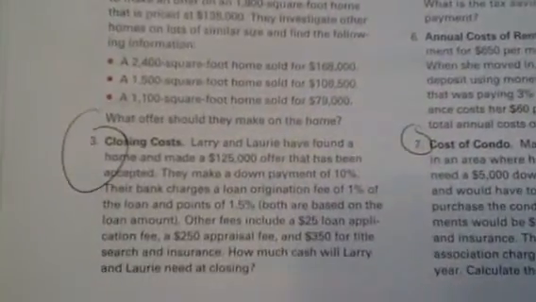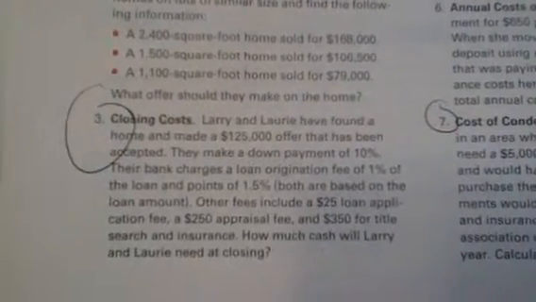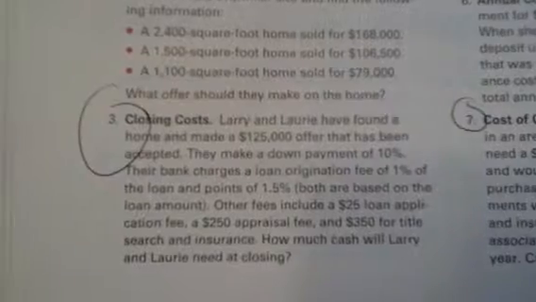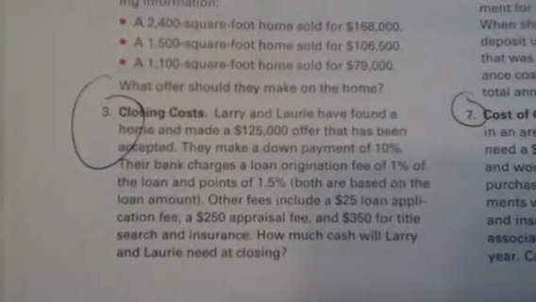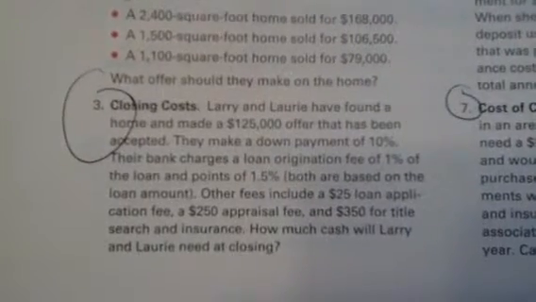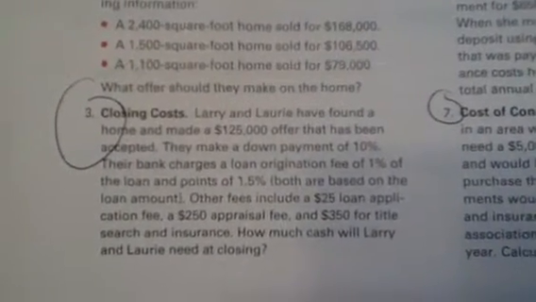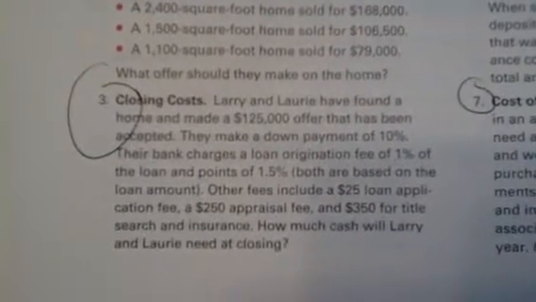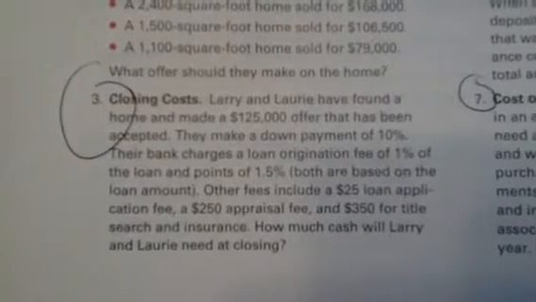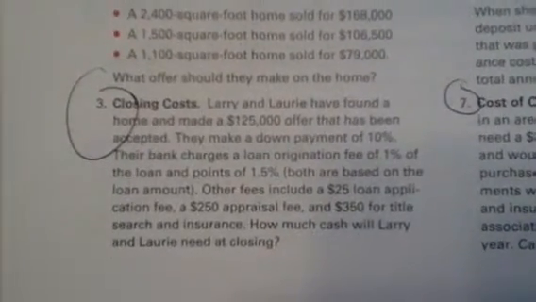It says, Larry and Lori, how cute, have found a home and made a $125,000 offer that has been accepted. They make a down payment of 10%. The bank charges a loan origination fee of 1% of the loan in points of 1.5%. That's also based on the loan amount. Other fees include a $25 application fee, a $250 appraisal fee, and $350 for title search and insurance. We talked about all those things in our Chapter 10 notes. How much cash will Larry and Lori need at closing?